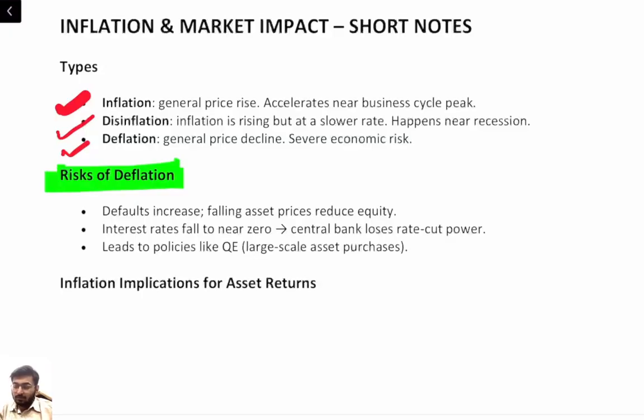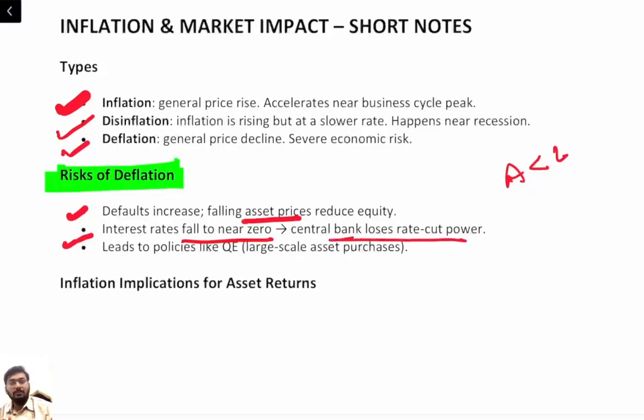Over here, defaults will start increasing. Asset prices will start to fall because of the reduction in equity. People don't have the money. So what will happen? Your assets are less than the liabilities, and hence asset values keep on falling because everyone tends to sell their assets, for whatever money they can get. Clear? Interest rates fall near to zero.